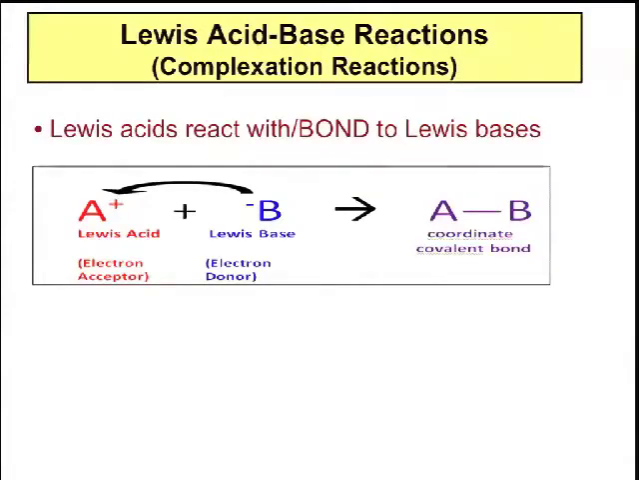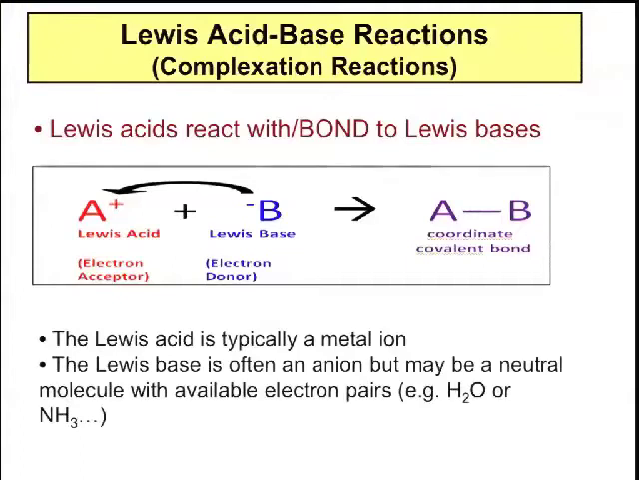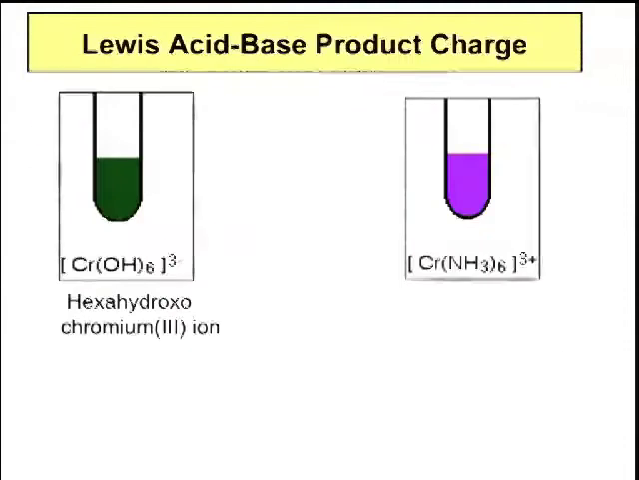Now, you should know from chemistry background, unless you haven't talked about bonding, that when a base completely donates the electron pairs to a bond, we call that a coordinate covalent bond, as opposed to a bond where each of the elements or compounds contributes to that bond, which we call a covalent bond. Okay, so Lewis acids bond with Lewis bases by means of a coordinate covalent bond. And again, the Lewis acid is typically a metal ion, and the Lewis base is typically an anion, but it can be a neutral molecule that has available electron pairs on it.